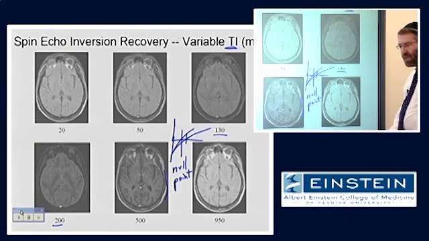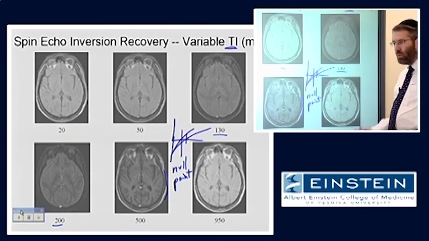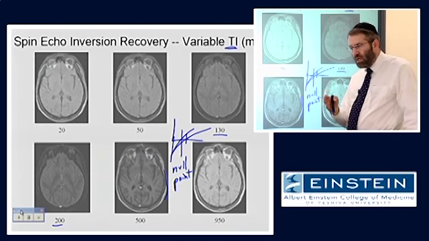And if you want to suppress some component of the image, you want to choose the time between your 180 and your 90 so that you are giving your 90 at the null point.